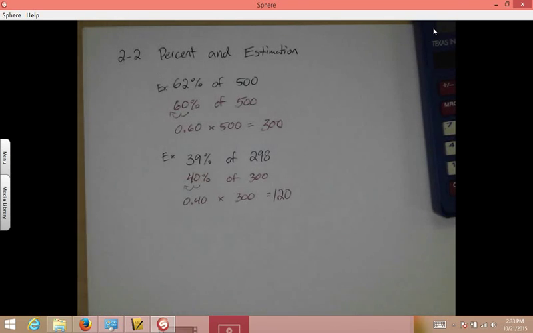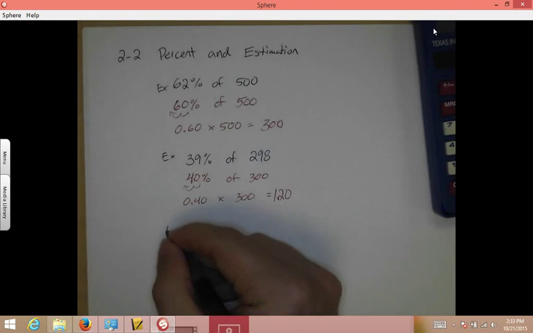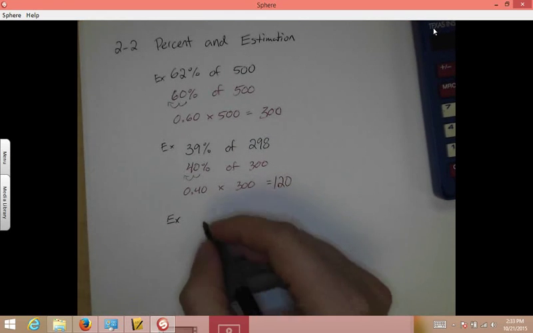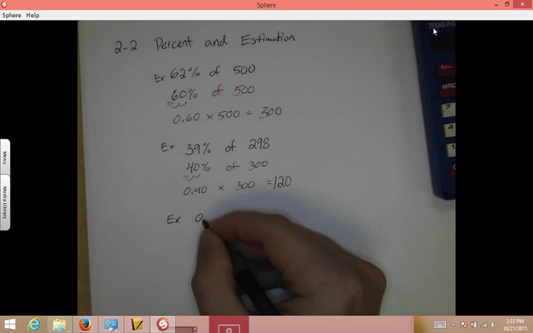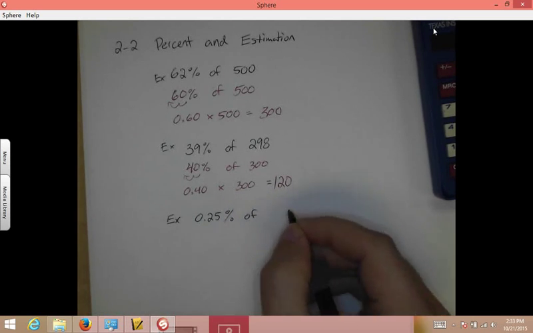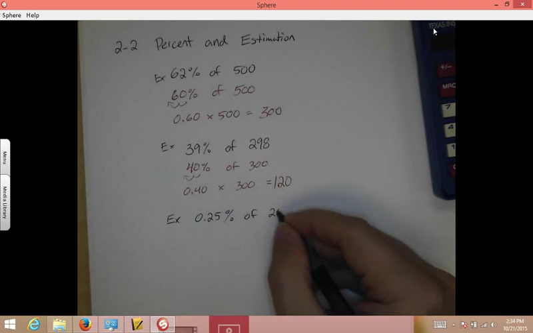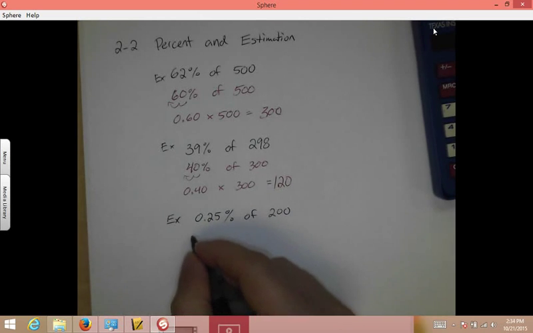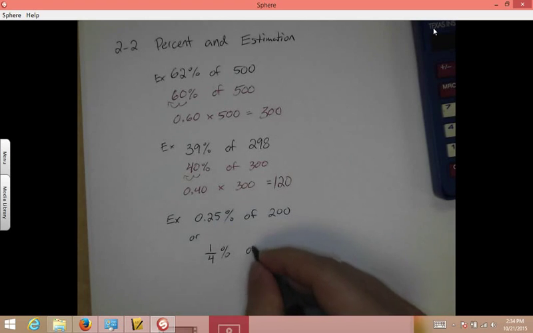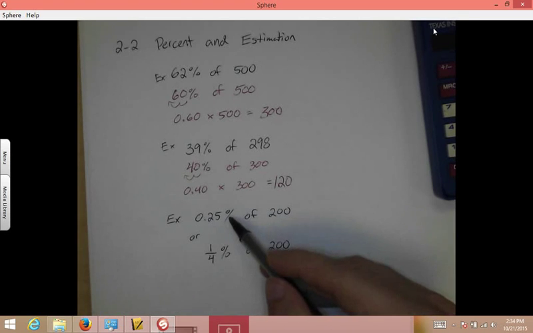Now, one thing that I want to show you, one little trick, is if the percent that they give you is a decimal that's less than one whole, let's say, I don't know, .200, doesn't matter, or if they give it to you in fraction form, 1/4 of a percent, because 1/4 equals 0.25. Either way, this percent that we're starting with is less than one whole.